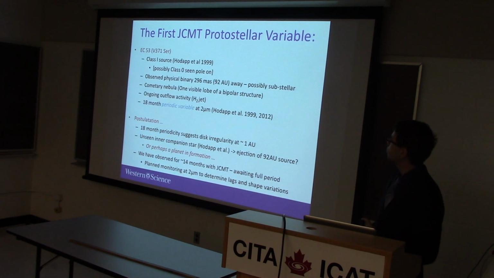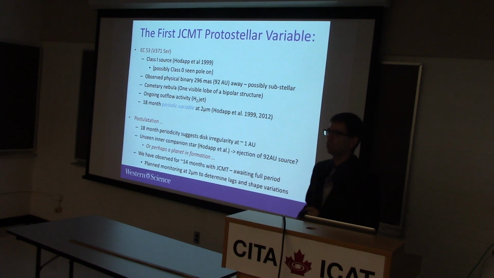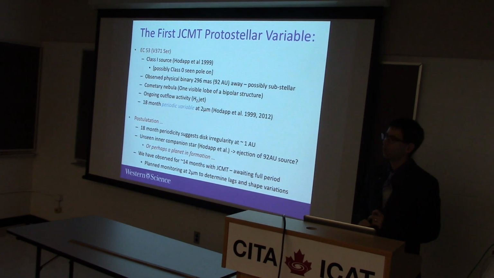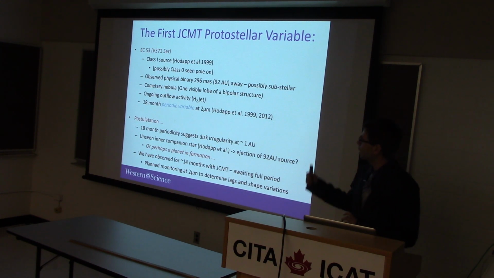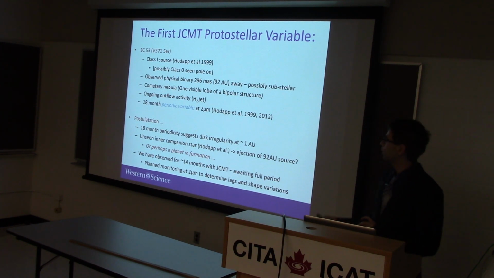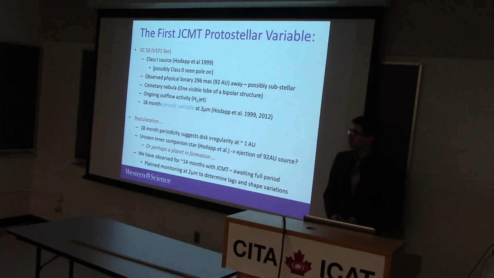So we're fairly confident this is a class 1 source. It could be class 0 if it's exactly pole on and we're looking down the outflow cavity, but it's probably class 1. It's known to have a physical binary companion about 92 astronomical units away. It's a cometary nebula, with signs of outflow activity as you would expect. And then, as I said, it's a periodic variable at 2 microns seen in a couple of different surveys.